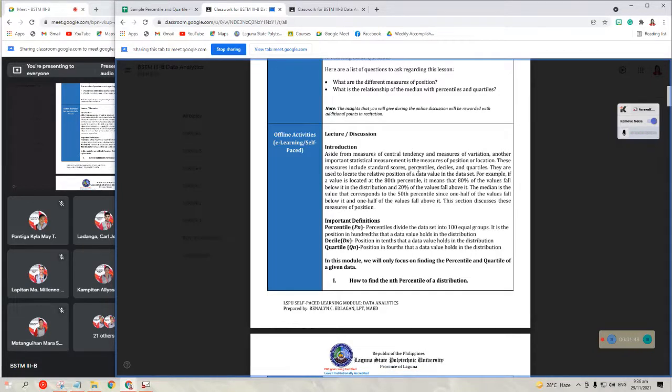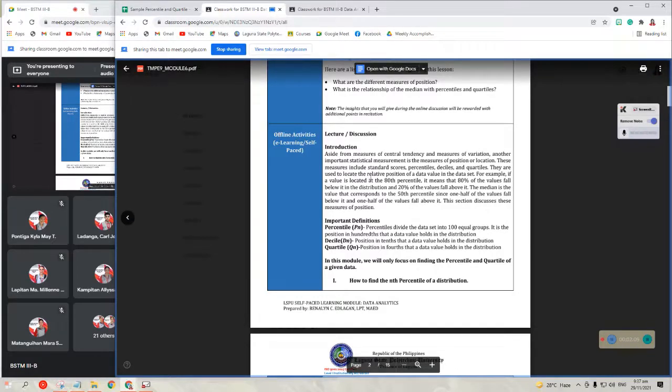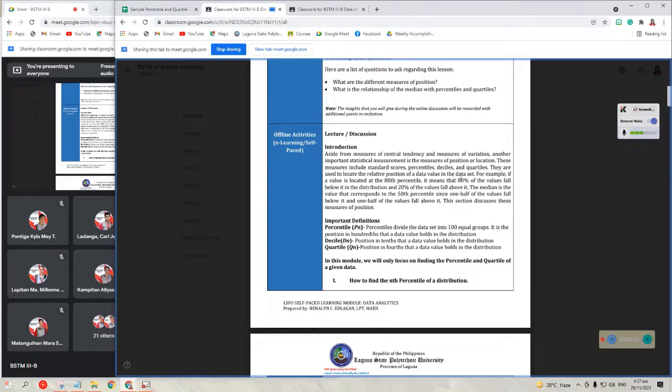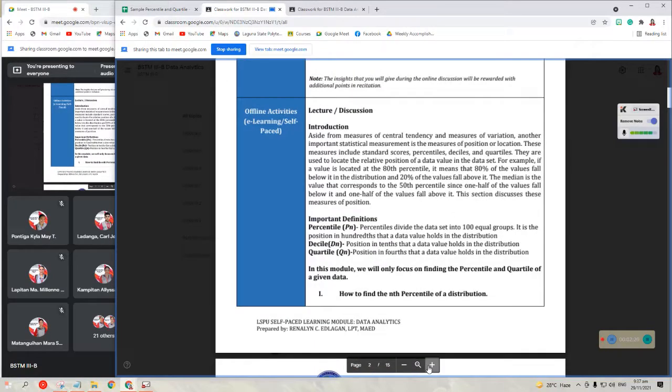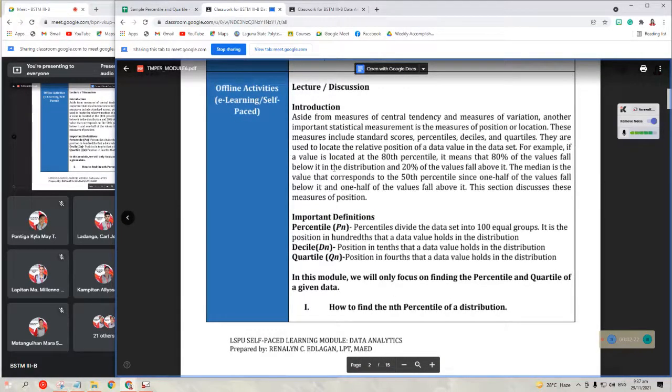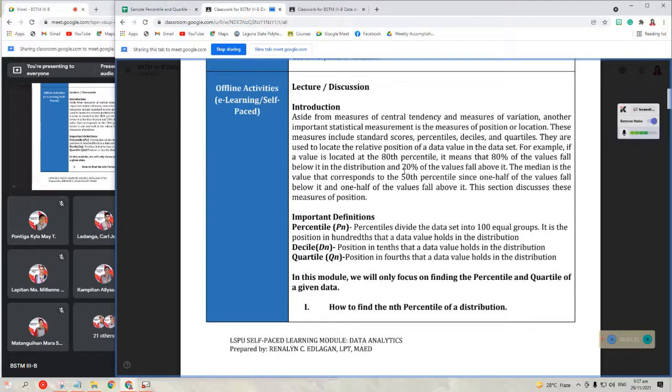These measures include standard scores, percentiles, deciles, and quartiles. But as I've mentioned earlier, we are only going to focus on the two most used ones, percentiles and quartiles. These are also going to be meaningful in your researches. So, doon na lang tayo mag-focus. They are used to locate the relative position of data value in the set. So, for example, a value is located in the 80th percentile. It means that 80% of the values fall below in the distribution and 20% of the values fall above it.